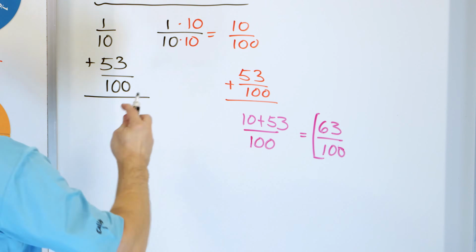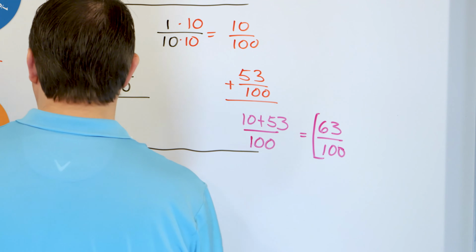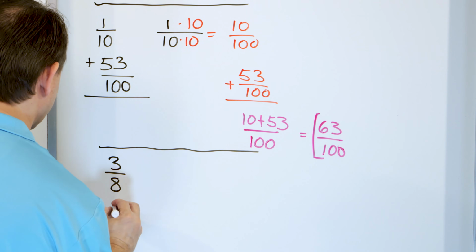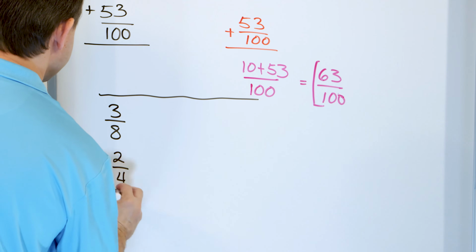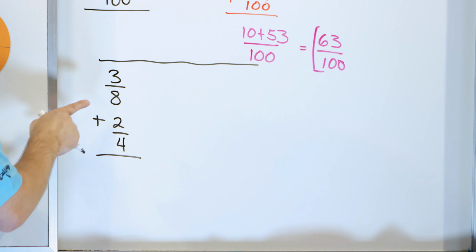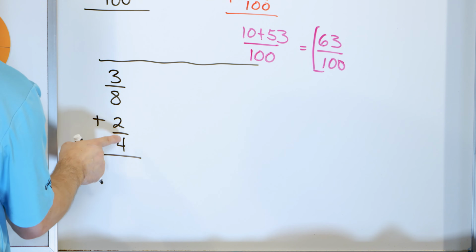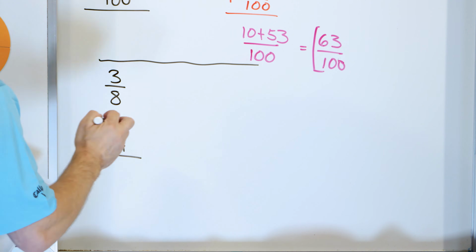All right, only 2 more problems. Next problem is 3/8, and we're going to add to that 2/4. Can I find a common denominator? Well, I have an 8 and I have a 4. So if I take this 4 and multiply by 2, I will match this denominator. So I'm going to do that.